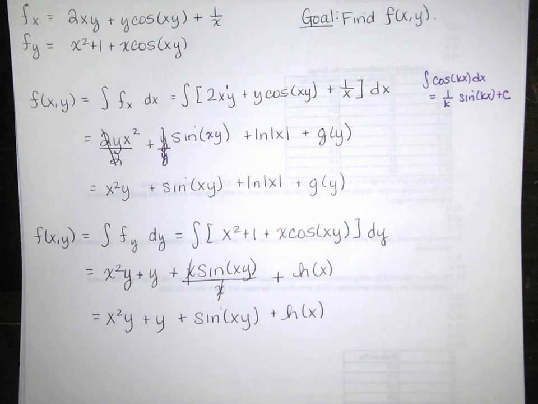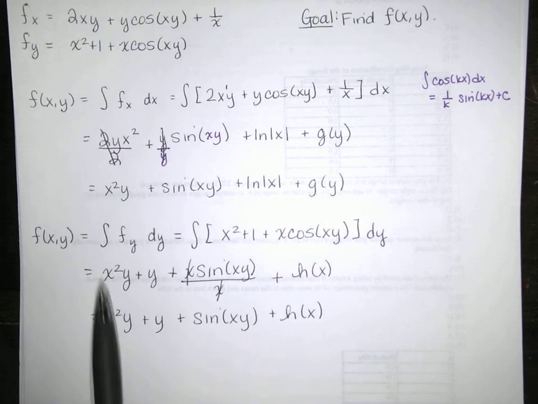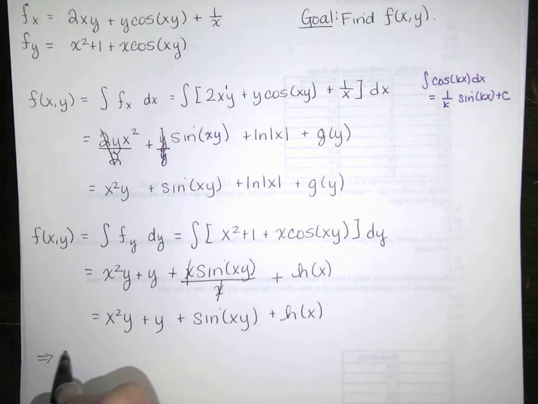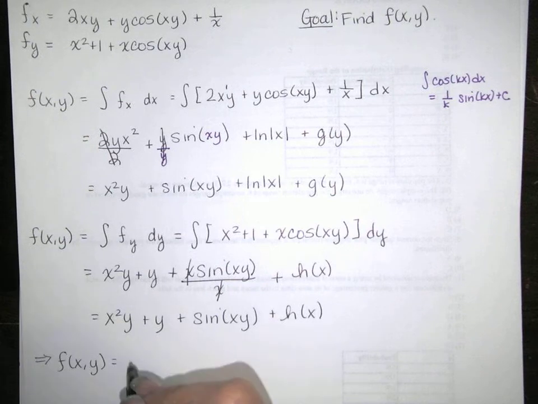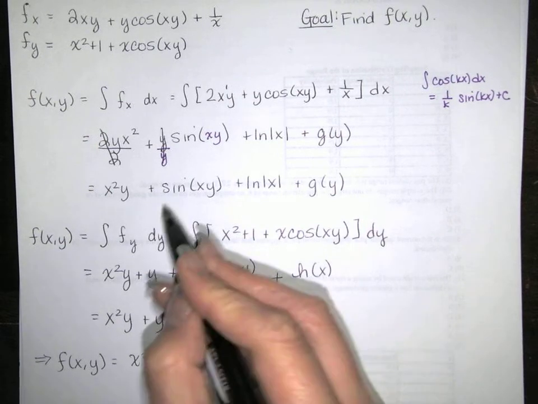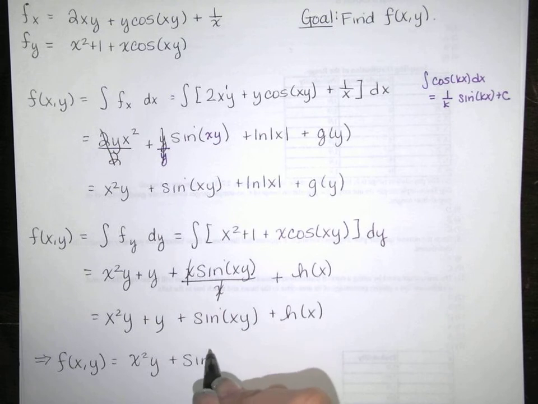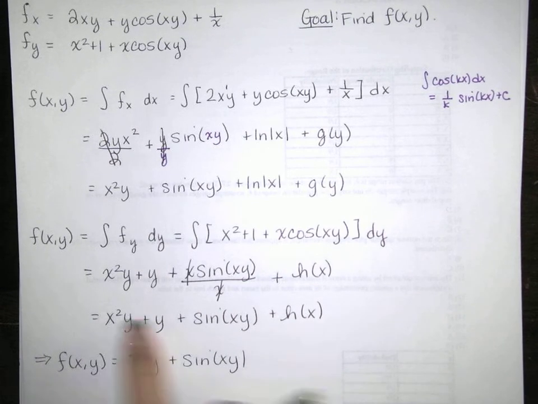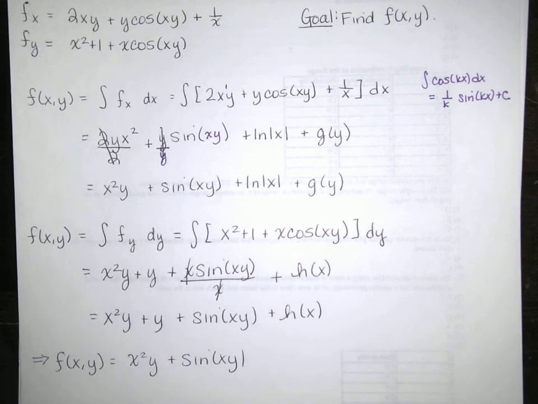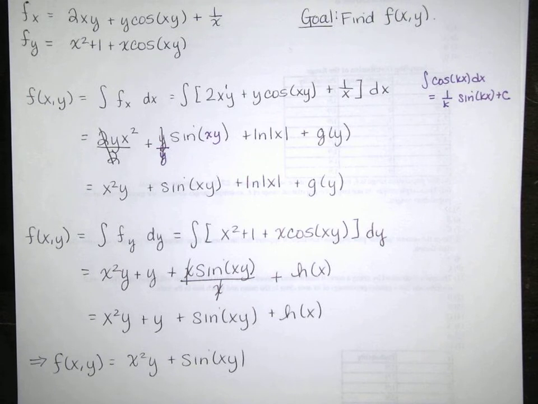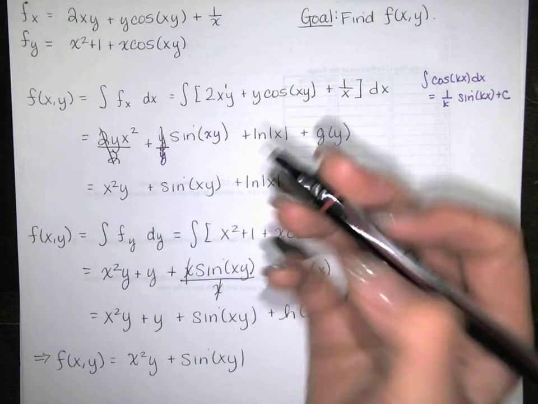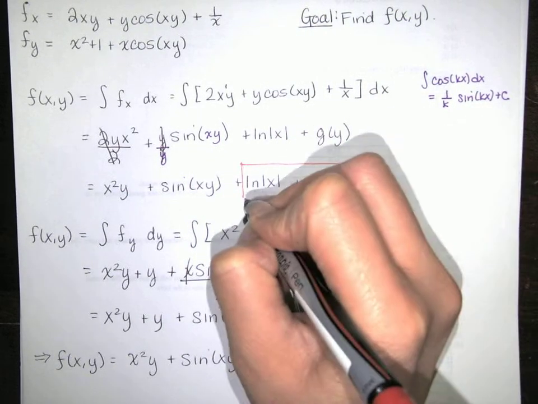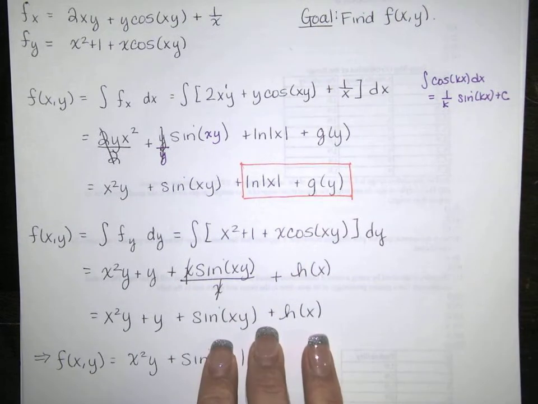And both of these represent f of xy. Notice what they have in common. F of xy has an x squared y term. F of xy has a sine of xy term. That's equal to this. Now, in order for those to be equal, the parts that don't match have to match, even though they don't look the same right now. So these match, so we're good there. But this part does not match the rest of this part.